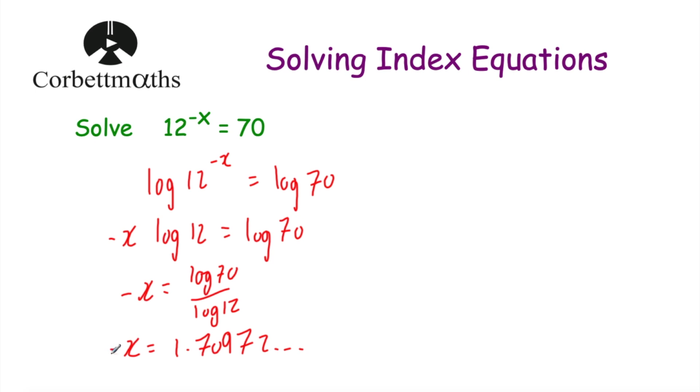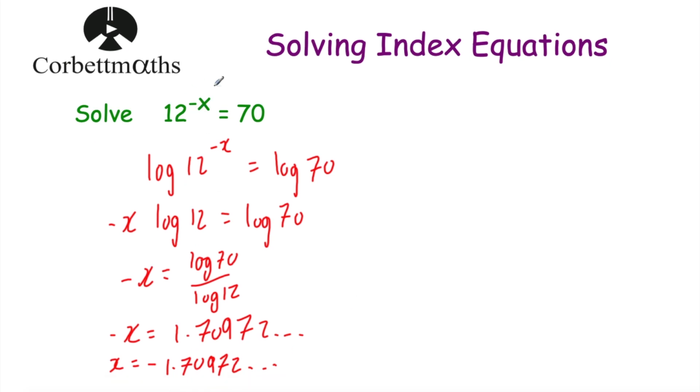We don't want minus x. So at this point, you could just multiply both sides by minus 1 to get that x is equal to minus 1.70972 and so on. Or another approach would be to say, well, you've got minus 1 times x, so if you divide both sides by minus 1, you get the same answer anyway: x is equal to minus 1.70972, and so on. And that's it. We've solved this equation. We've worked out what x is. x would be equal to minus 1.70972, and so on.